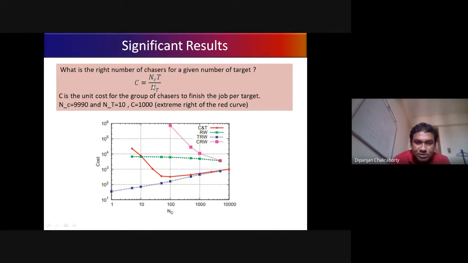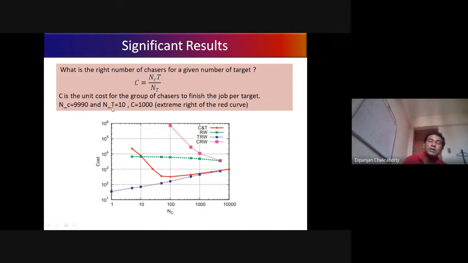So if we give an example, just look at this. This will depend on the number of chasers and the total catch time, right? So if we look at the cost as a function of the number of chasers, just look at the rate curve, because the other things I have not explained here. At the extreme right, the number of chasers is 9,990 and the number of targets is 10, so the total capacity in a 100 cross 100 lattice is 10,000. Among which 9,990 positions have been captured by these chasers, and the 10 positions have been captured by the targets.